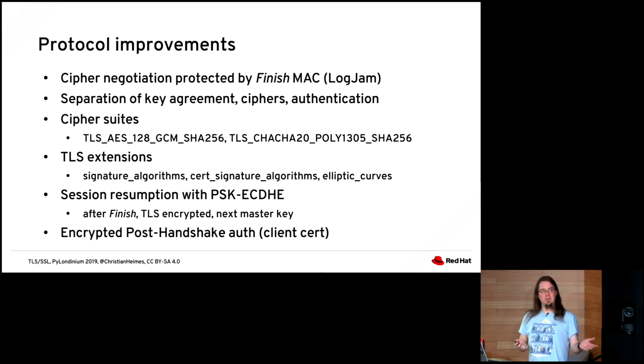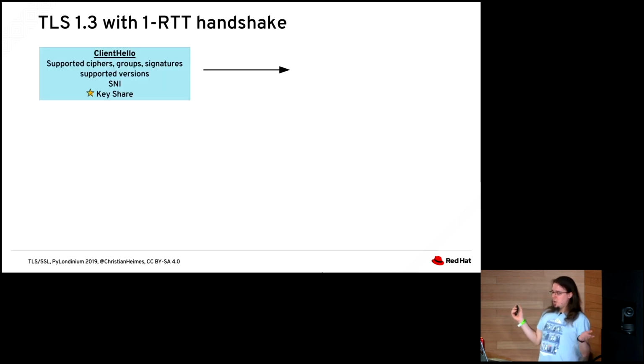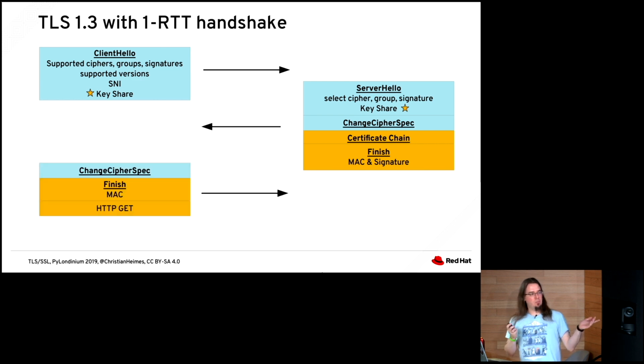It's also much faster because the client does a one round-trip handshake. So the client makes an educated guess and says, well, you probably use that kind of Diffie-Hellman parameter, so it sends you a key share. The server says, yep, OK, I like that key share. And we're done. It's a whole handshake.